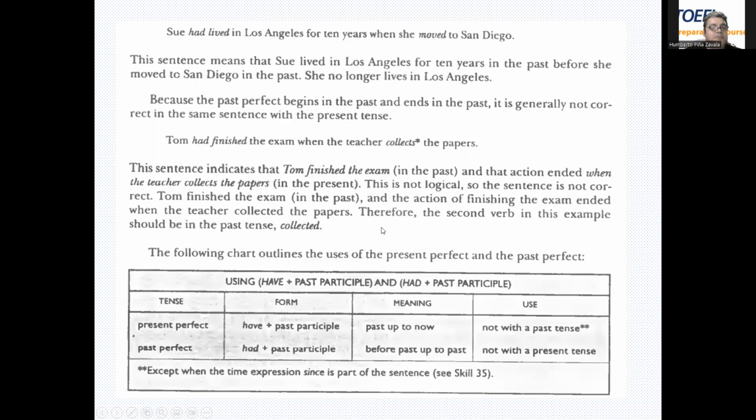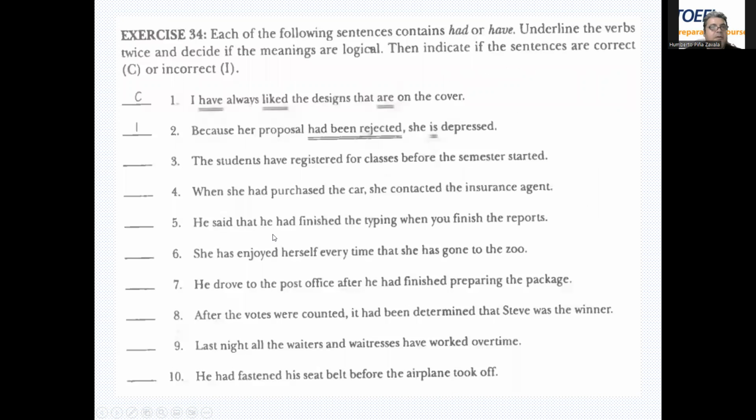Okay, so let's move on to the exercise now. Here we have exercise 34. Each of the following sentences contains had or have. Underline the verb twice and decide if the meanings are logical. Then indicate if the sentences are correct or incorrect. Look at the examples.